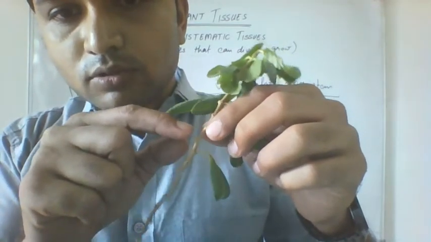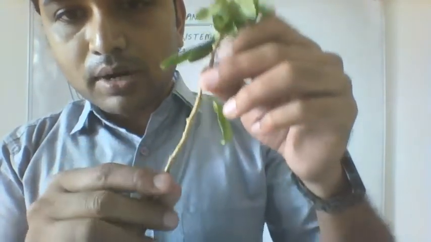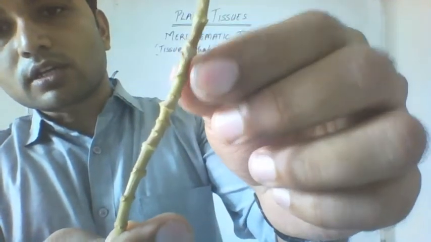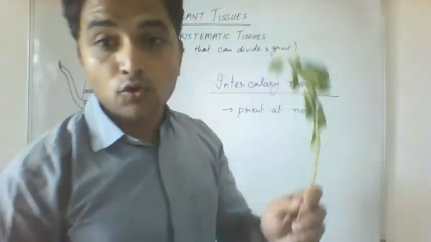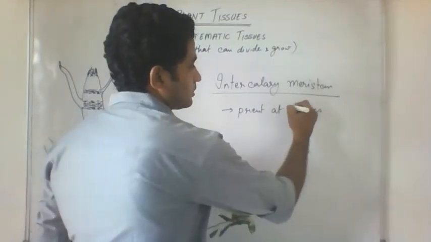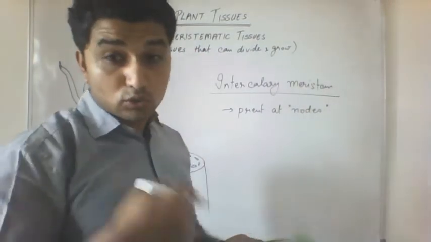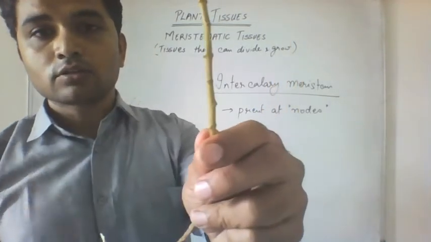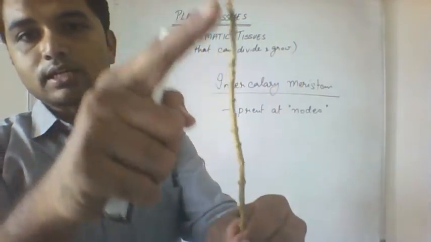These bulged out structures, in layman terms, are called nodes. We call them nodes, but in biology there is a different term for it, which I will tell you. So these are nodes, and there are a lot of nodes present here.